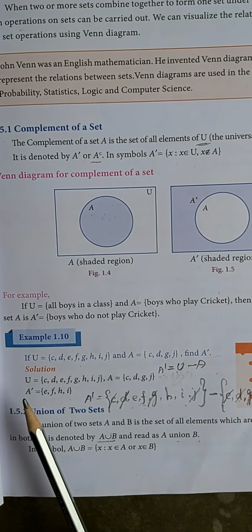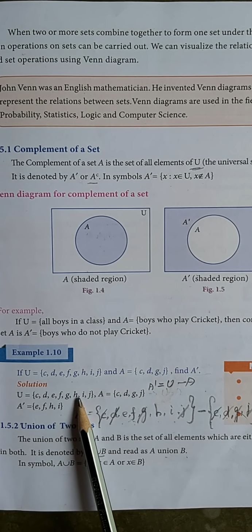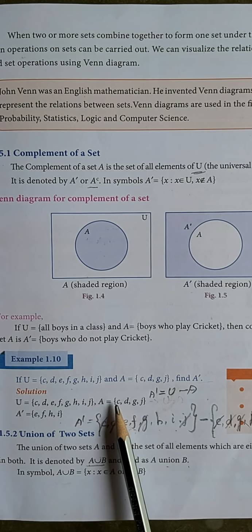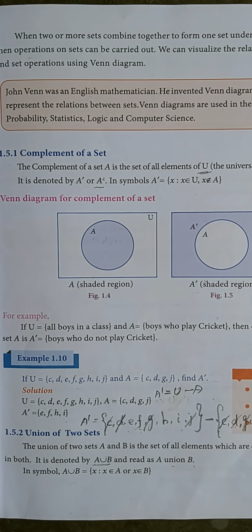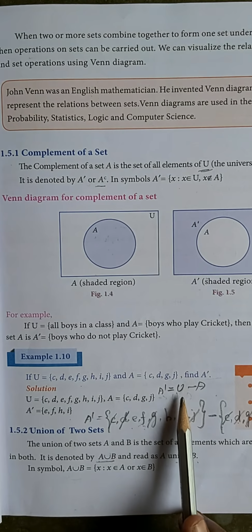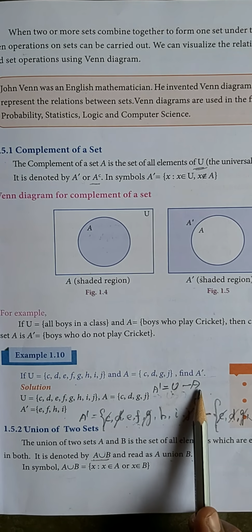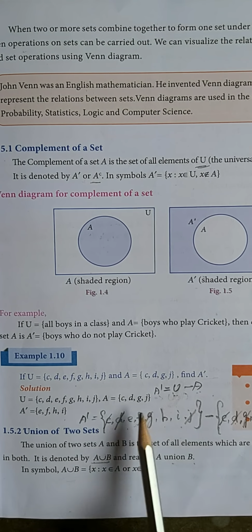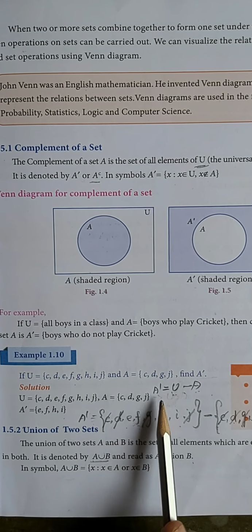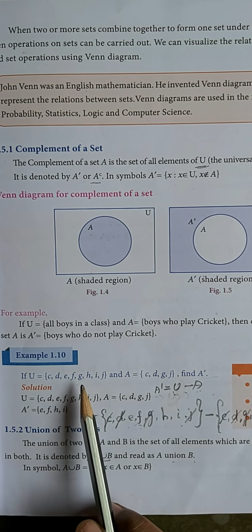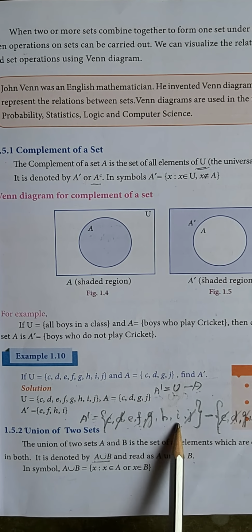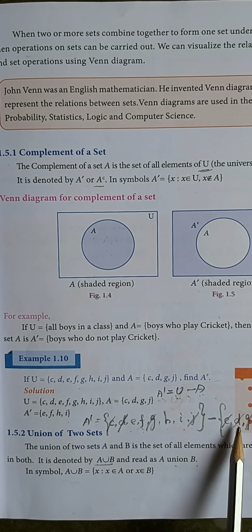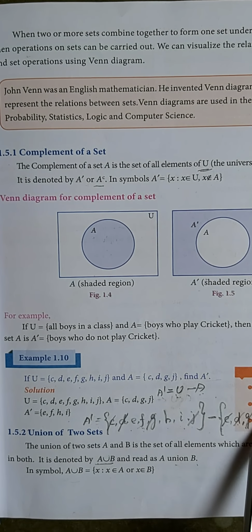Okay. For the solution, what is given? U equals C, D, E, F, G, H, I, J. You write it. Another set A, what is given? You write it. You find A dash. A dash, by the formula, is the universal set minus set A. So A dash equals the universal set C, D, E, F, G, H, I, J minus set A. What is set A? C, D, G, J.